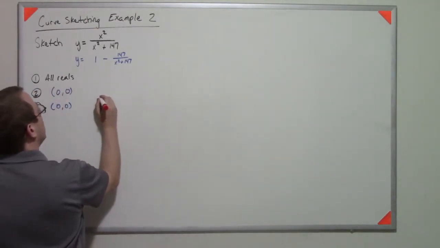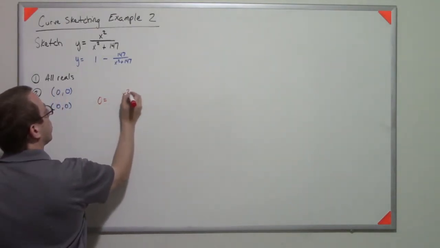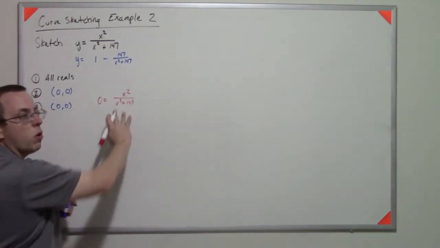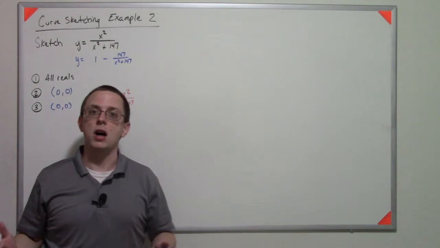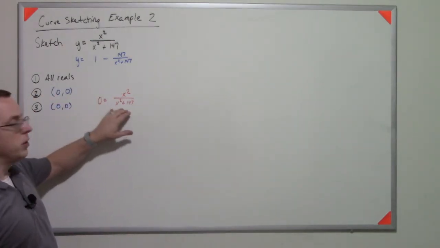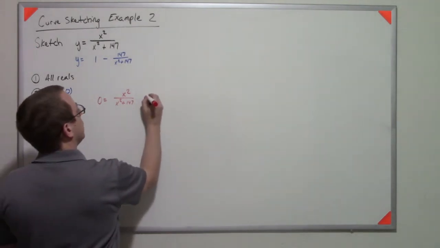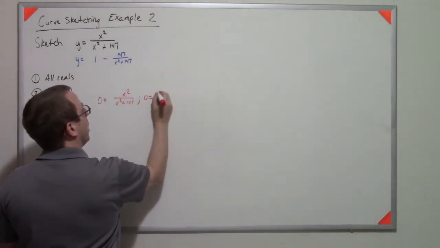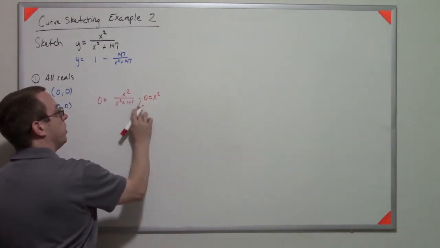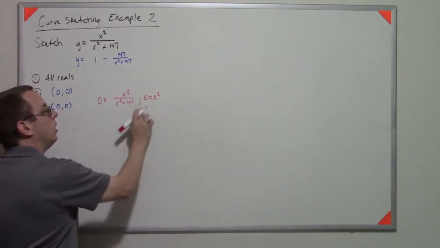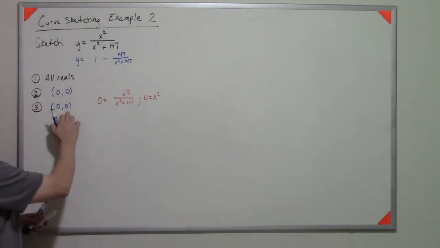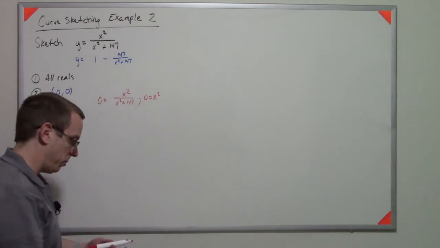So we say 0 equals x squared plus 147. Since the denominator is always positive, or just since it's not 0, we can multiply both sides by the denominator, and that gets us 0 equals x squared. That tells me x is 0, so this is also the only intercept.